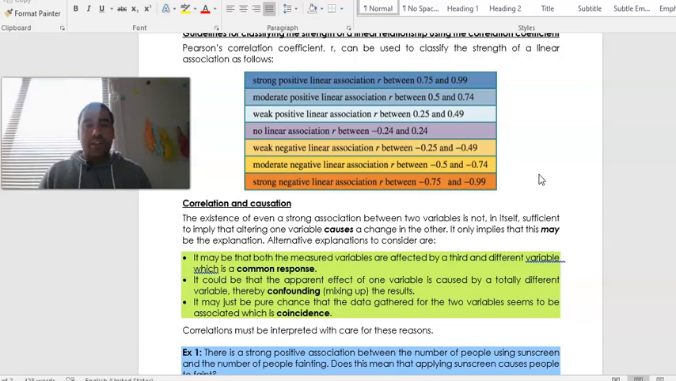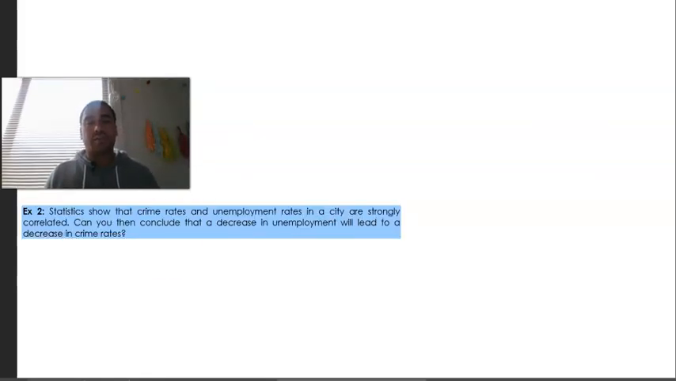The other one is, it could be that the apparent effect of one variable is caused by a totally different variable, thereby confounding or mixing up the results. And again, I'm going to show you the second example to see how that works. And the other one could be purely coincidental, and maybe just pure chance that the data gathered for the 2 variables seems to be associated, which is a coincidence. And the example will show how this works.